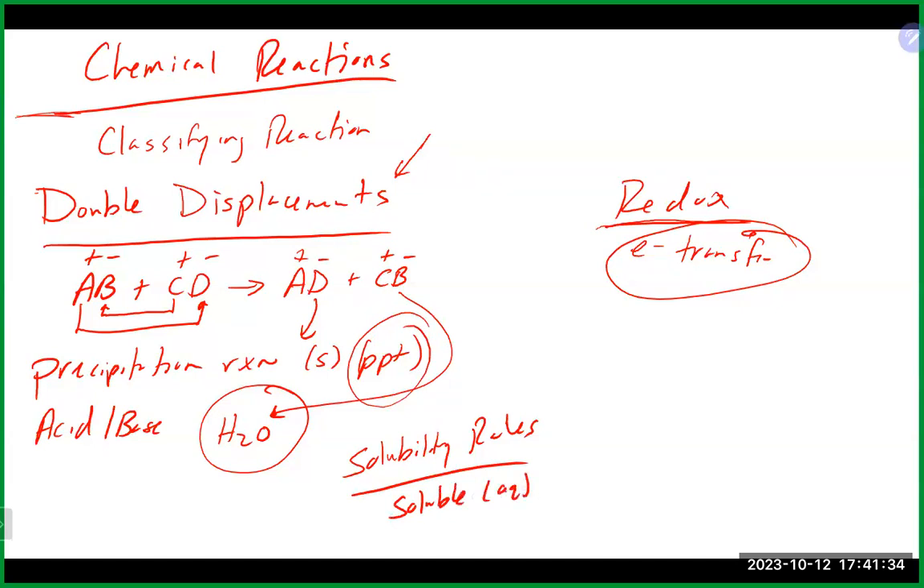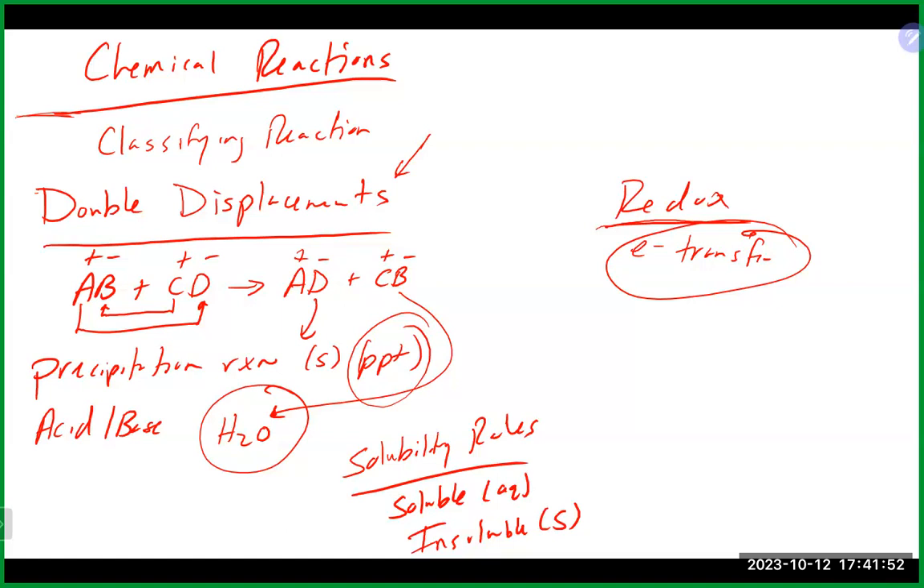They get the aqueous symbol next to it. They're basically ions floating around in the solution. If things are insoluble, they are typically the guys that will get the solid next to it, which means some type of precipitate has been formed.